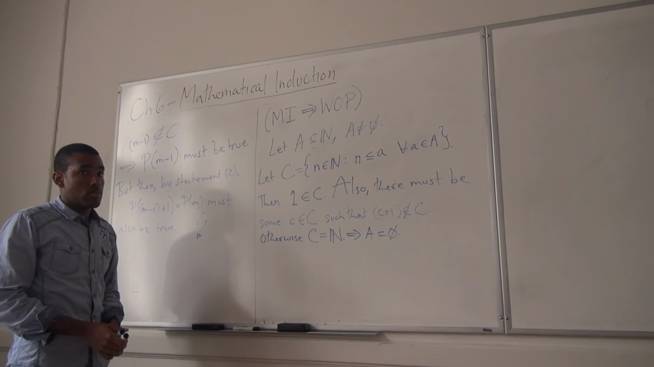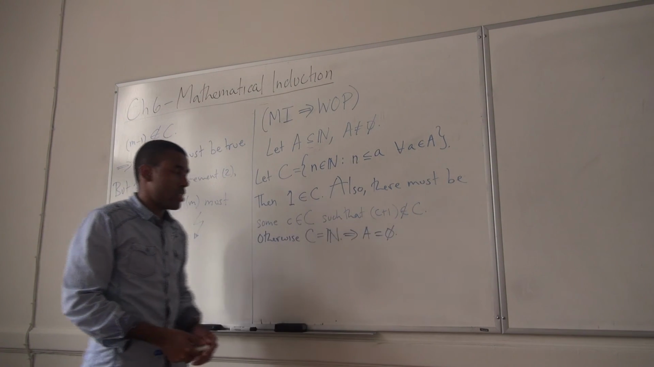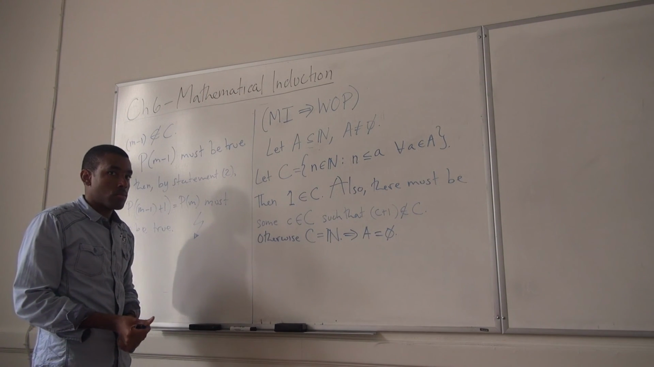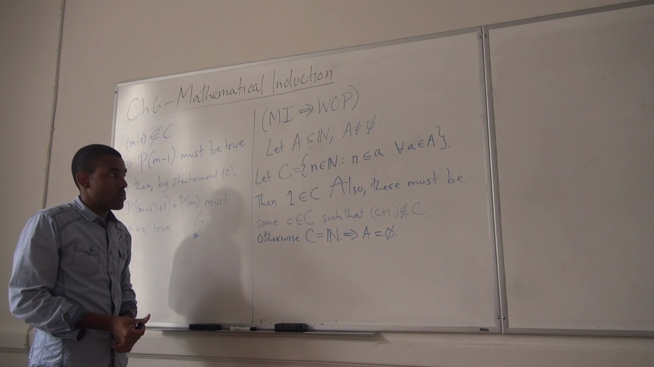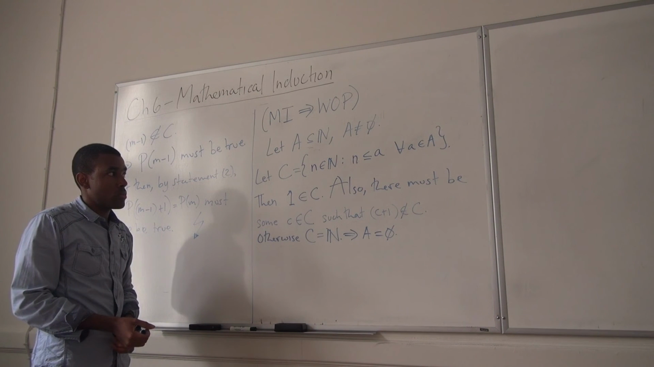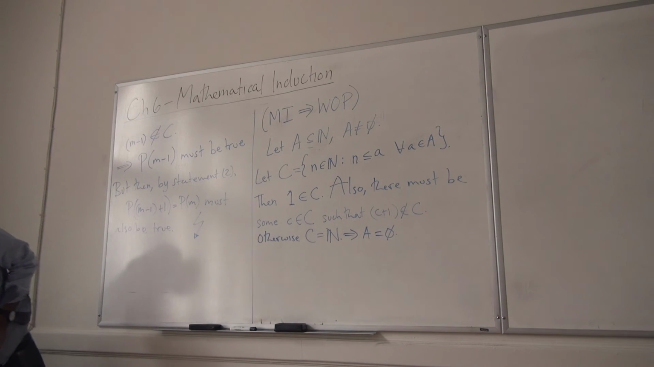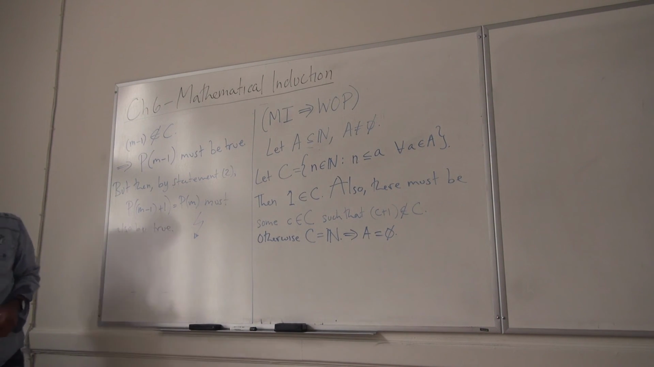So if there is always some next, some C plus 1 which I know is not in C, then C plus 1 has to be the least element of A, or no, C has to be the least element of A. That is where we're going to go, yes. You have to make an argument for that, but that's the gist of it.